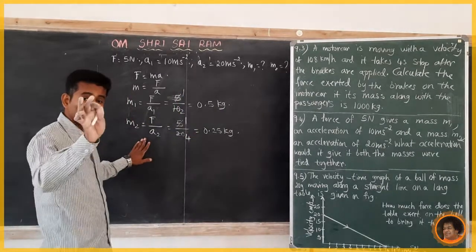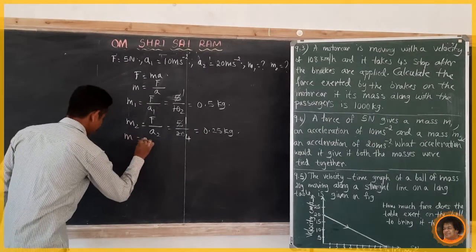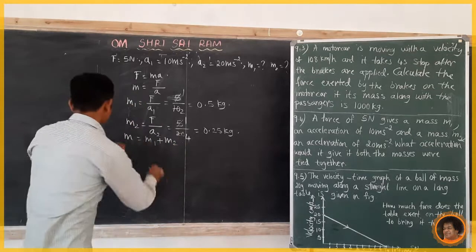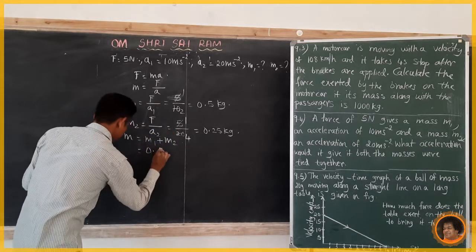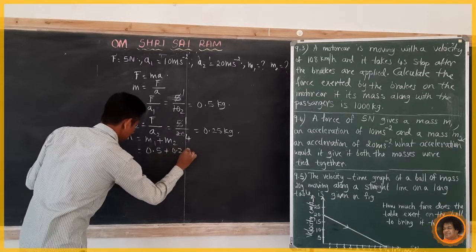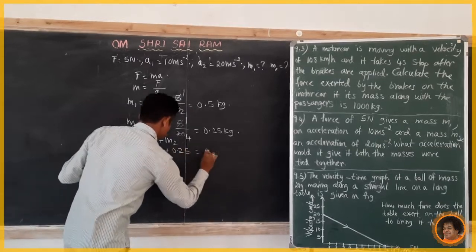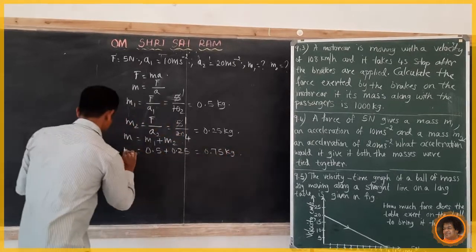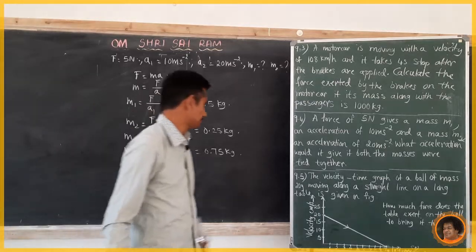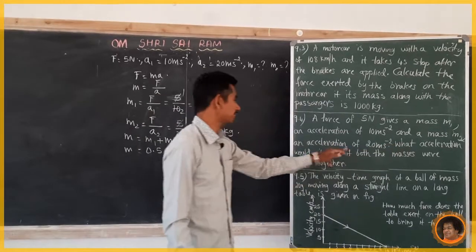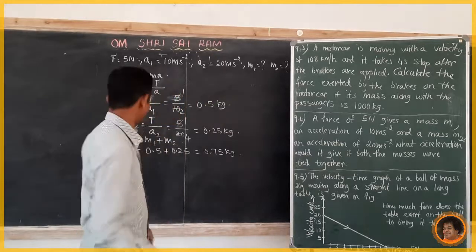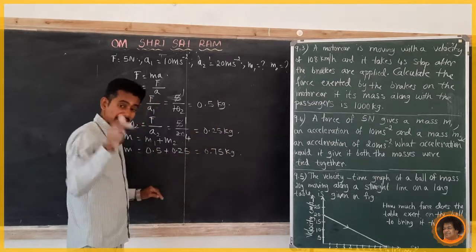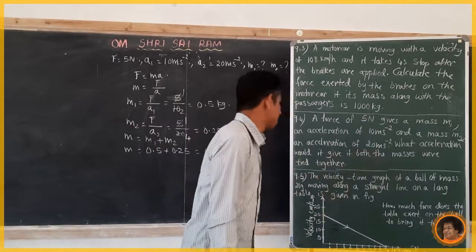Now tell me, how do we get the total mass? M equal to m1 plus m2. m1 equal to 0.5 kg plus m2 equal to 0.25 kg. Total it is 0.75 kg. Now look at the question: what acceleration would it give if both the masses were tied together? Both masses are tied together, so the total mass is 0.75 kg.